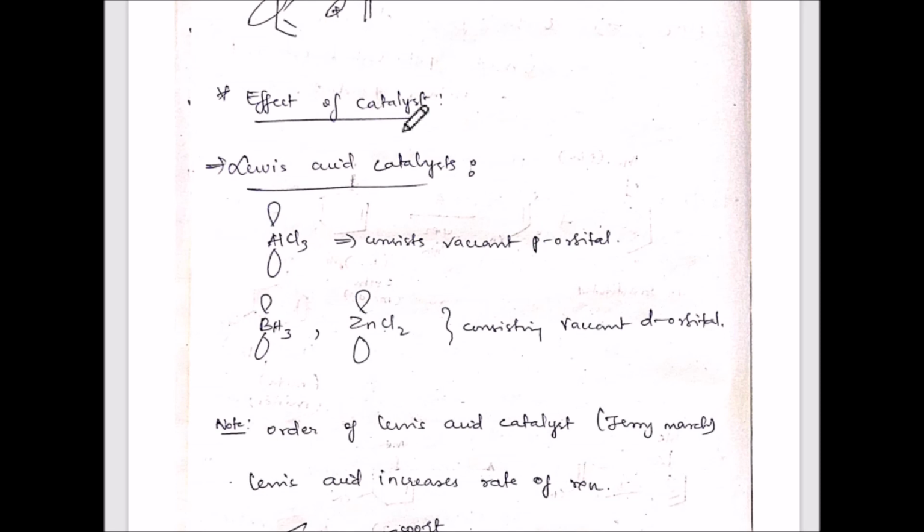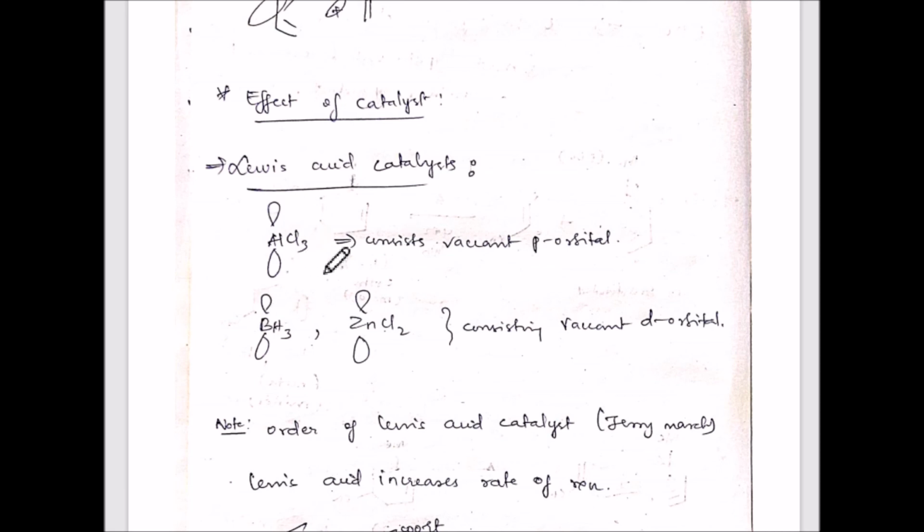And then comes the effect of catalyst. Generally in pericyclic reactions the catalyst does not influence that much, but one such catalyst that does influence much is the Lewis acid catalyst.